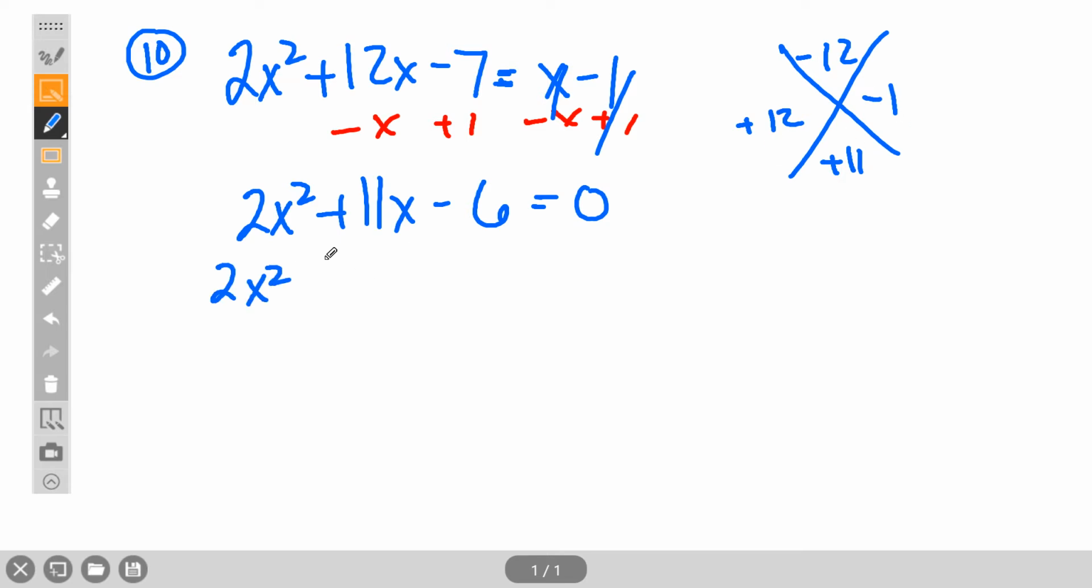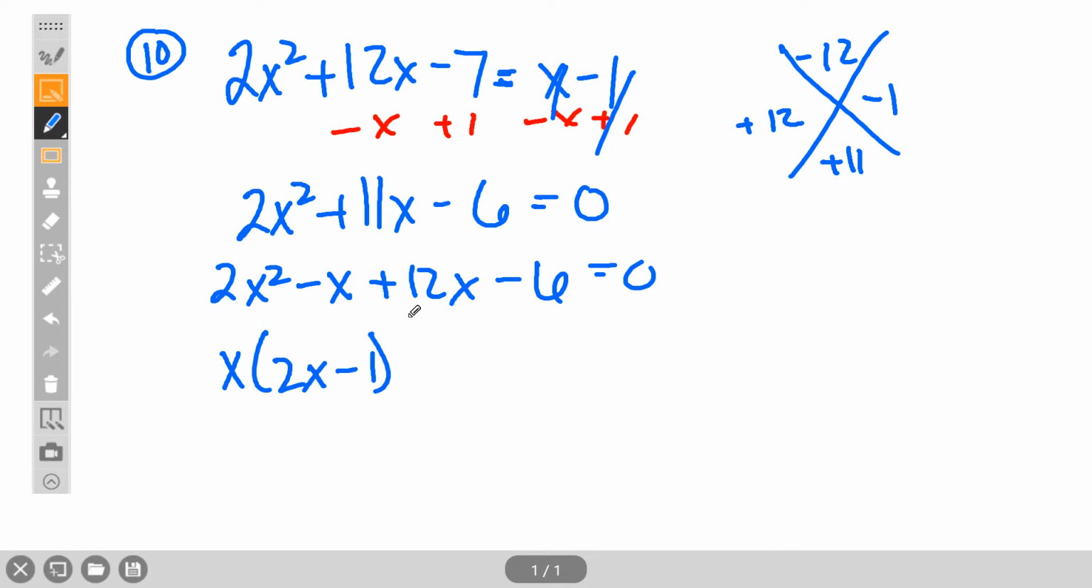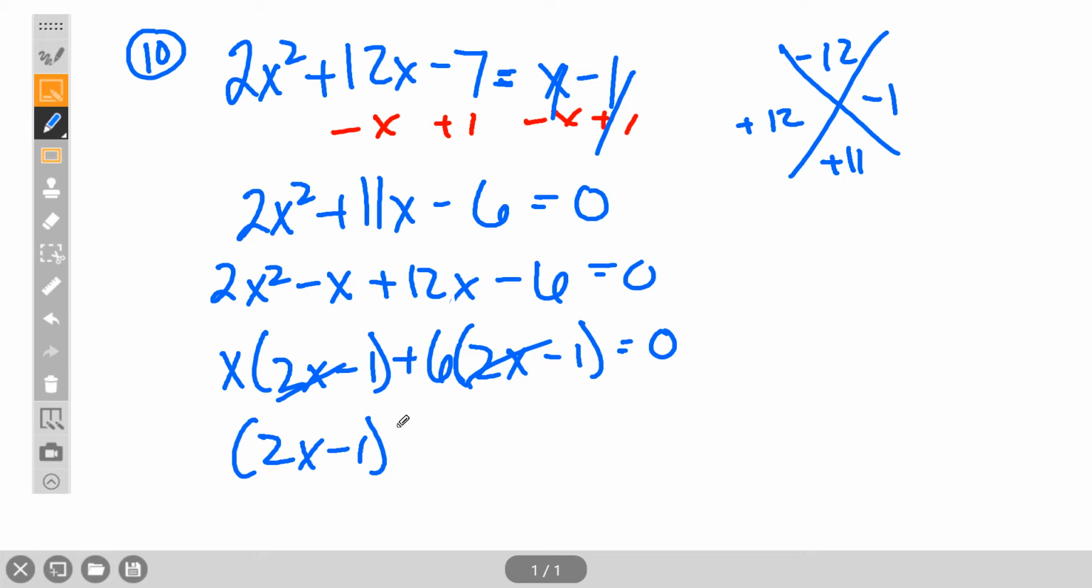So I can split this up into minus x and plus 12x and factor the GCF out of the first group, leaving us 2x minus 1, and factor the GCF out of the second group. The GCF of the second group is 6. Factor a 6 out, leaving 2x minus 1. Both of these have 2x minus 1, so that can be factored out, and I'm left with x plus 6.